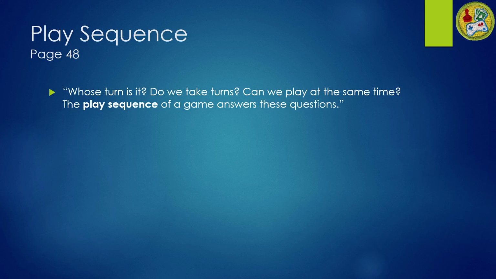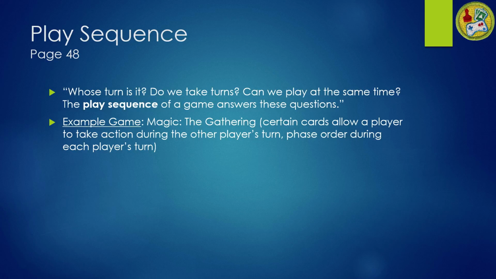Play sequence, which you can find on page 48. Whose turn is it? Do we take turns? Can we play at the same time? The play sequence of a game answers these questions. Our example game for play sequence is Magic: The Gathering. There are certain cards called instant cards that allow a player to make a move during any phase of play, whether it's their turn or their opponent's turn.